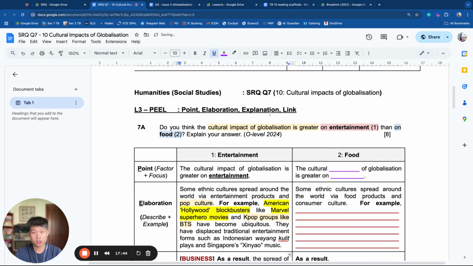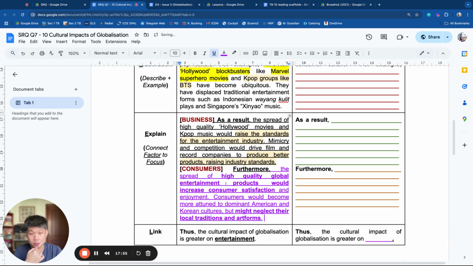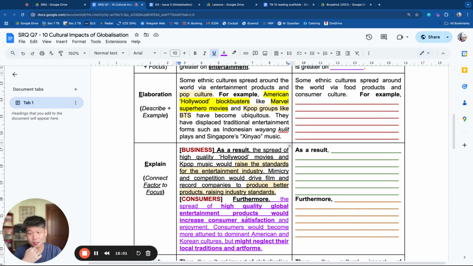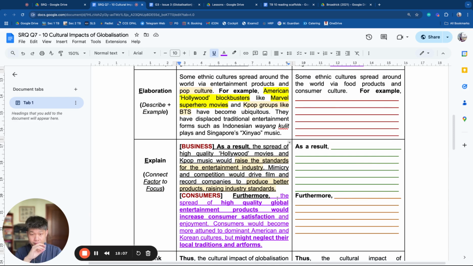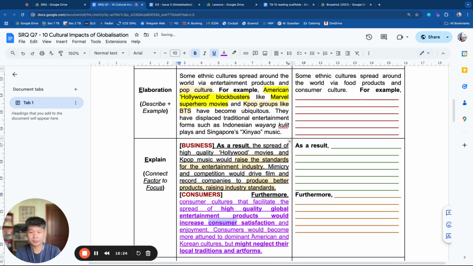So I think this would be a pretty good argument, if I may say so myself, that tackles oh, but this wouldn't be relevant to consumers, sorry. So I think this would be a pretty good argument that tackles how consumers get affected in terms of the change in entertainment, the spread of entertainment through culture, through globalization. So maybe I'll just add one more word, which is furthermore, consumer cultures that facilitate would increase customers. Yeah, okay, good.